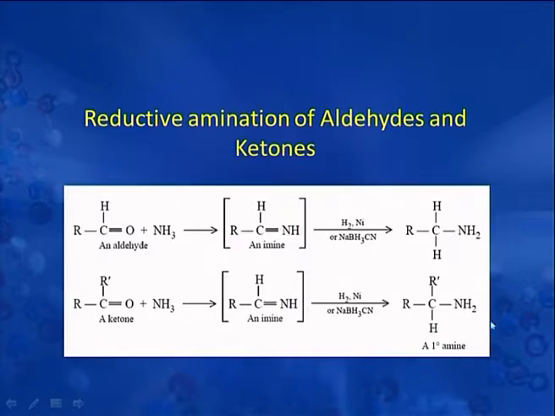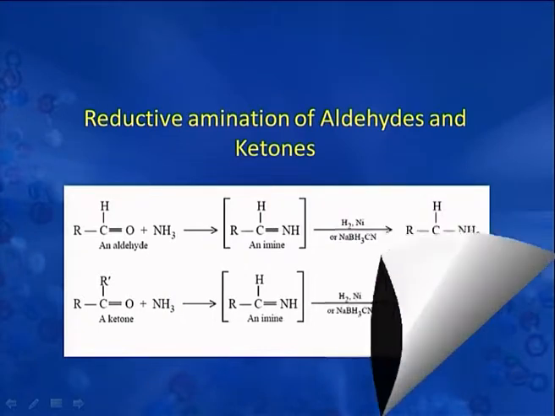But if you compare the two primary amines, what is the difference between the two? In this particular case, the amino group is attached to a primary carbon, whereas here it is attached to a secondary carbon. So, this kind of amine preparation is possible only with reductive amination of aldehydes and ketones and not possible with ammonolysis of alkyl halide.